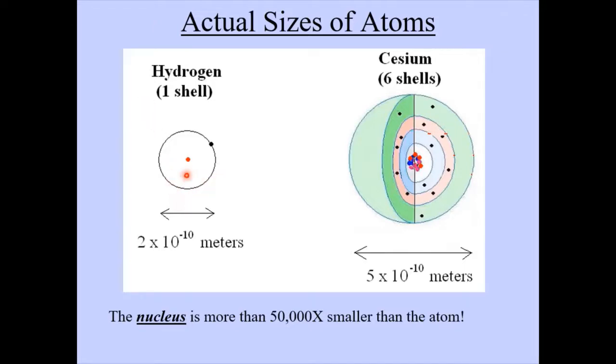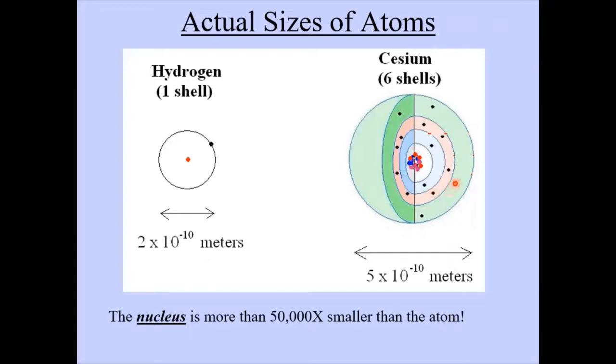But in terms of their scale, if we look at the smallest atom, which is hydrogen, we've got 1 proton here and 1 electron orbiting around. The whole diameter of this hydrogen atom, which is just 1 shell, is somewhere on the order of 2 times 10 to the minus 10 meters. And so obviously this is an extremely small number and an extremely tiny distance.